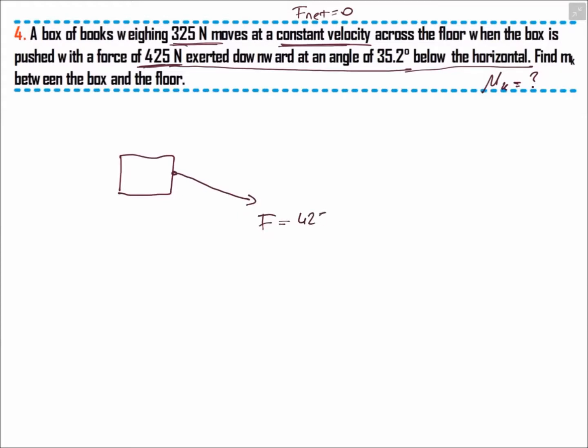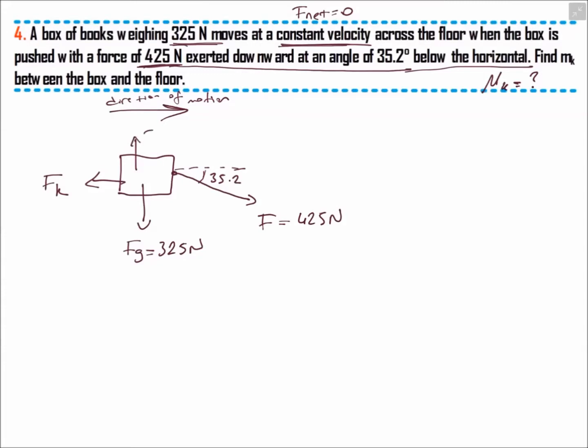The force is like this, equal to 425 Newton, at 35.2 degrees below the horizontal, and the Fg of the box is given, 325 Newton directly. The system was moving in this direction of motion. So in the opposite direction there will be a kinetic friction force, and there will be a normal force also here.